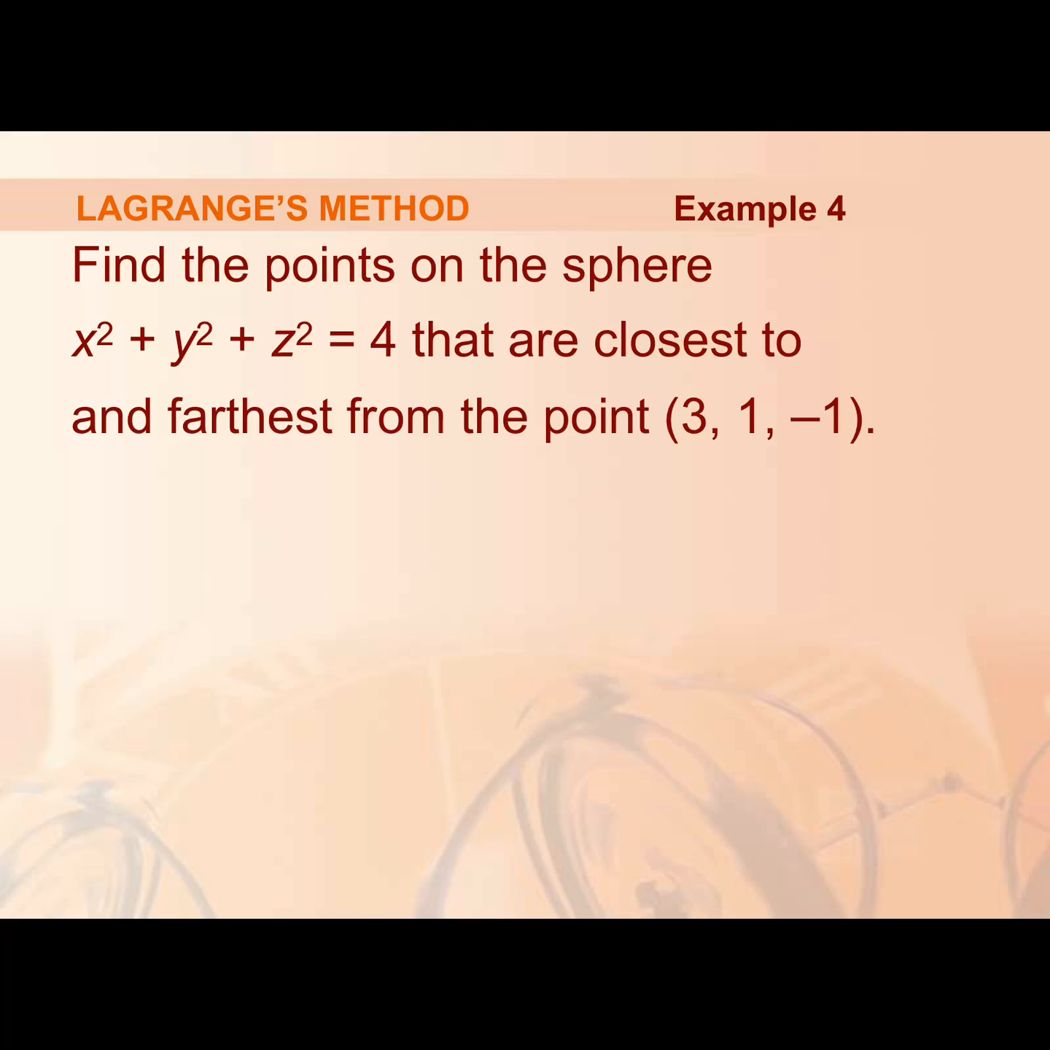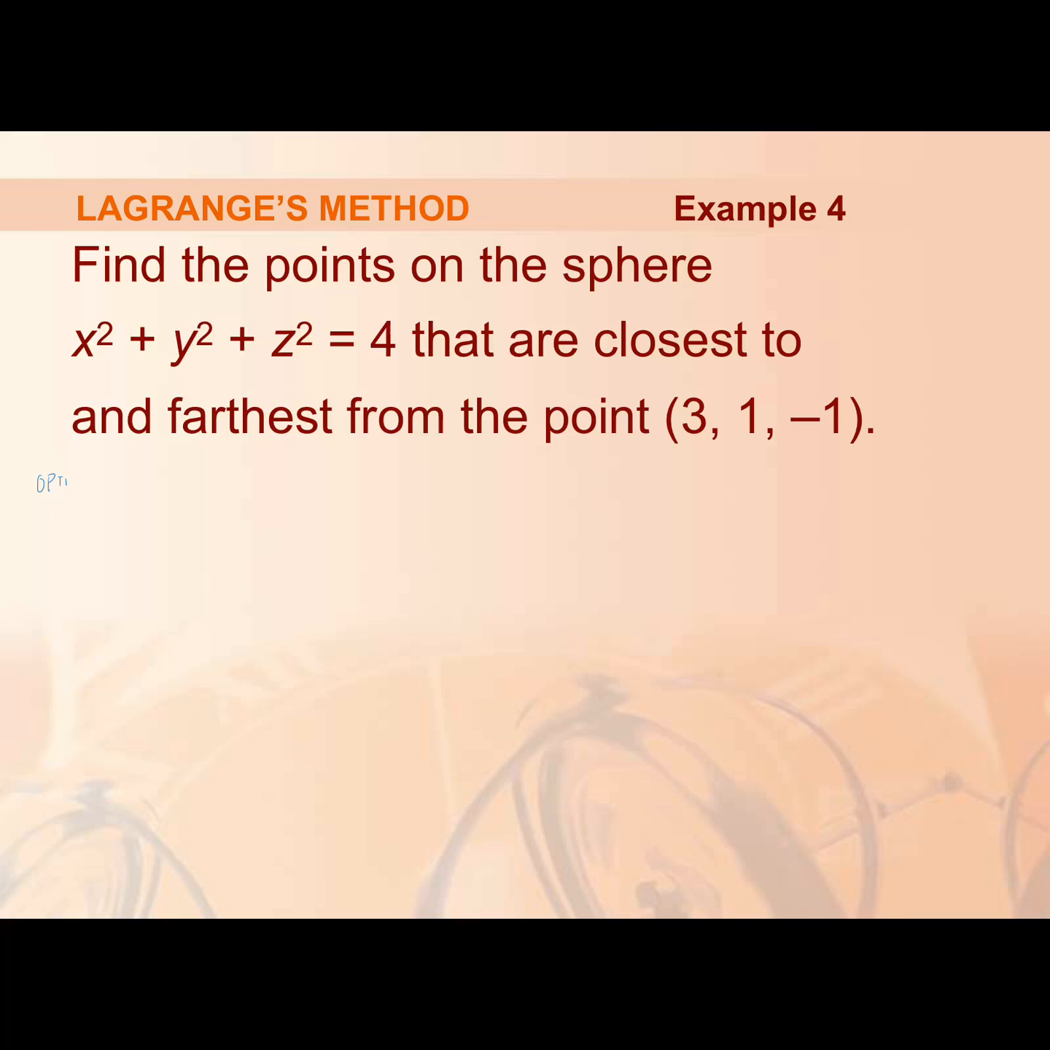I wanted to go over this example with you because it shows a neat little trick. Now, in this problem, we're supposed to find the points on the sphere that are closest and farthest from the point (3, 1, -1). So we want to optimize.